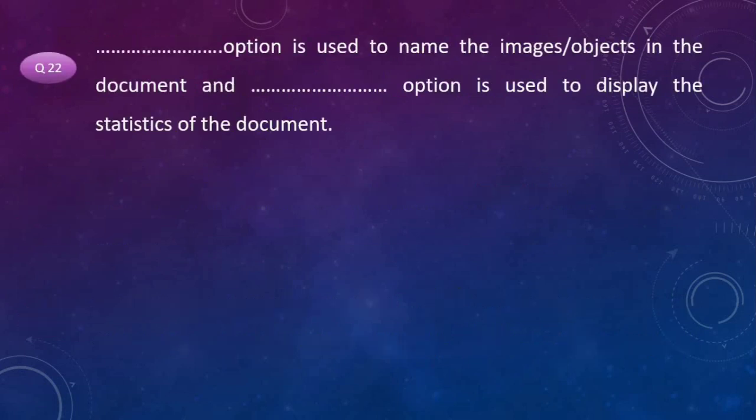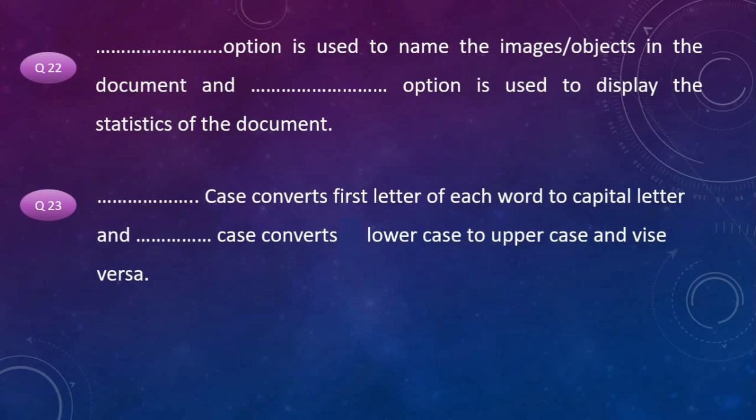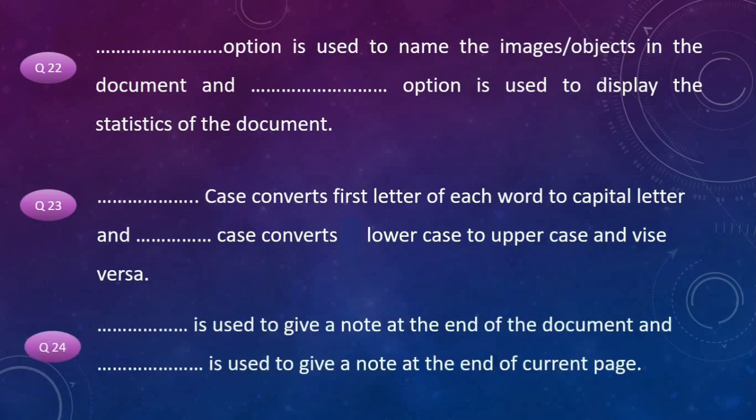Next question. Dash option is used to name the objects or images in the document and dash option is used to display the statistics of the document. Next question. Dash case converts first letter of each word to capital letter and dash case converts lowercase to uppercase and vice versa. Next question. Dash is used to give a note at the end of a document and dash is used to give a note at the end of current page.